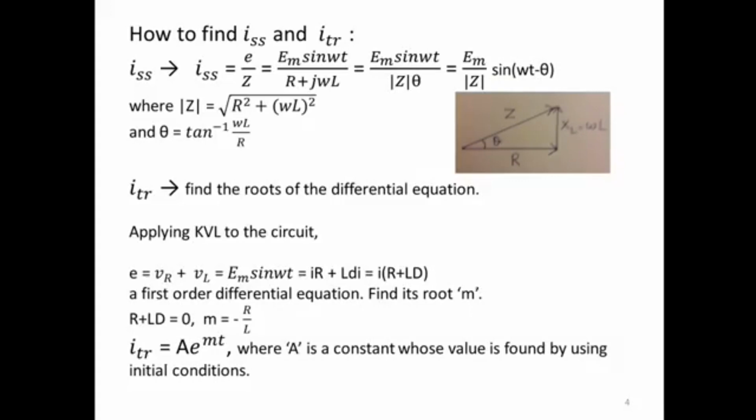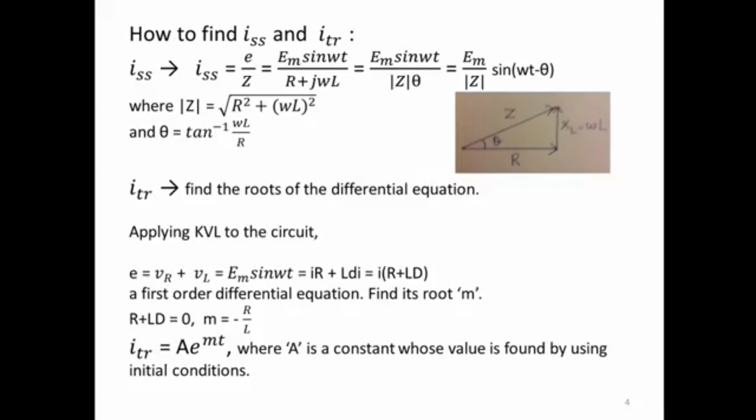We can write this equation in the form of Em by Z into sine(omega t minus theta), where the expressions of theta and mod of Z you can see in the slide. Now to find the transient component, you have to find the roots of the differential equation.